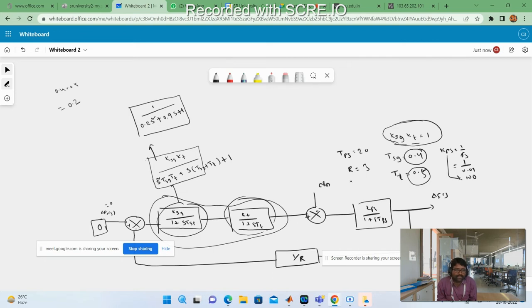And what about this one? This will be KPS by 1 plus s TPS. KPS value 100, and TPS value 20. What about the R value? It is 3, right? So now we have to construct the complete diagram again in MATLAB and we need to observe.